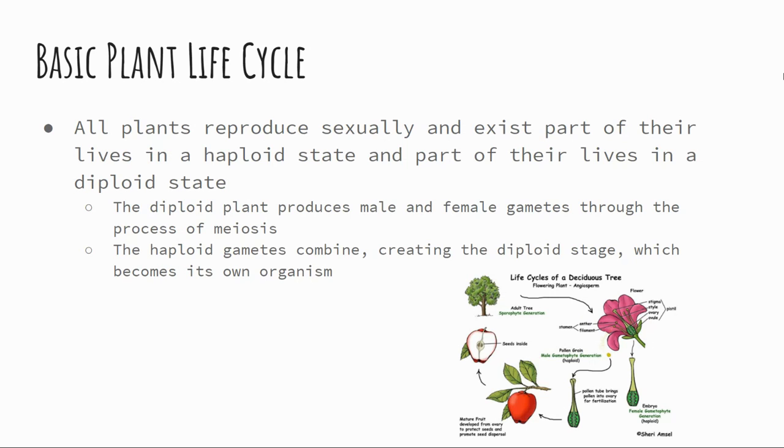All right, so the basic plant life cycle. All plants reproduce sexually and exist part of their lives in a haploid state and part of their lives in a diploid state. Haploid meaning they have half the needed chromosomes to be a fully functioning plant. Diploid meaning that they have the full number of chromosomes needed to be a diploid plant. The diploid plant produces male and female gametes through the process of meiosis. Meiosis is the production of sex cells. Male and female gametes are sex cells. And male and female gametes are going to be haploid. The haploid gametes combine, creating a diploid stage, which becomes its own organism.